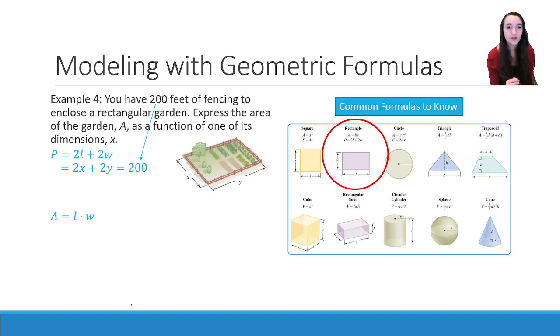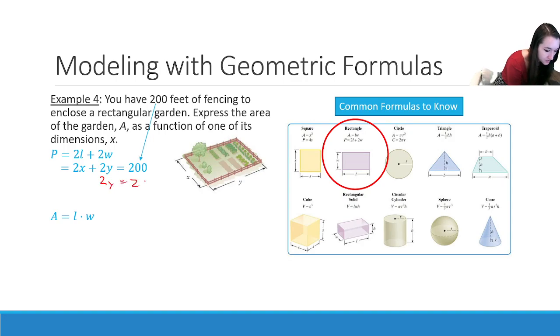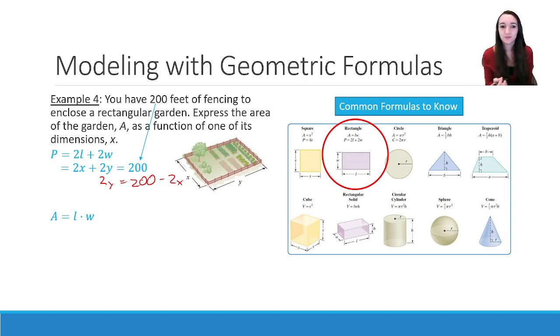I'm going to have to get rid of y. And in order to do that, I can use the perimeter equation. So I'm going to take 2x plus 2y equal to 200, and solve that equation for y, so that I have a function for y with respect to x. When I do that, I get y equals 100 minus x. So that's just, again, 2y equals 200 minus 2x, and then I divide everything by 2. So once I divide everything by 2, I get y equals 100 minus x.